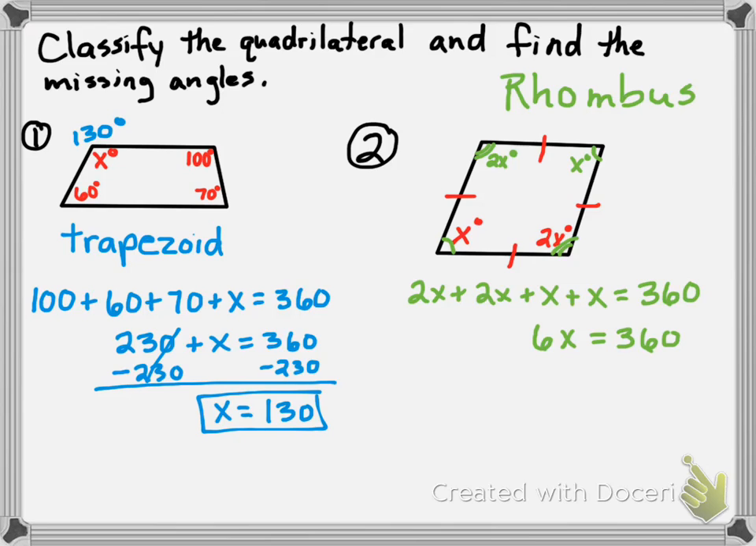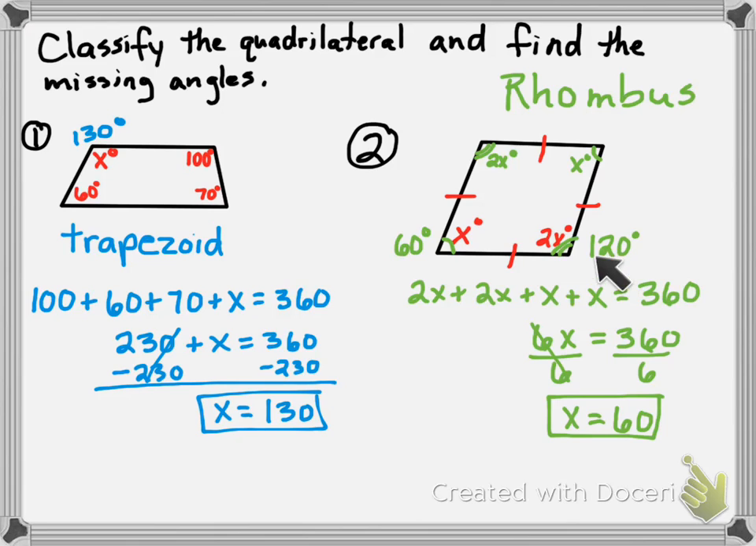And now I need to divide by 6 to get rid of the times 6. So I find that x equals 60. Okay, now I can't stop there though, because I have to find all the missing angles. Okay, so I know that this is 60 degrees because that was just x. And I also know that this other missing angle was 120 because it was 2 times x, or 2 times 60 is 120.